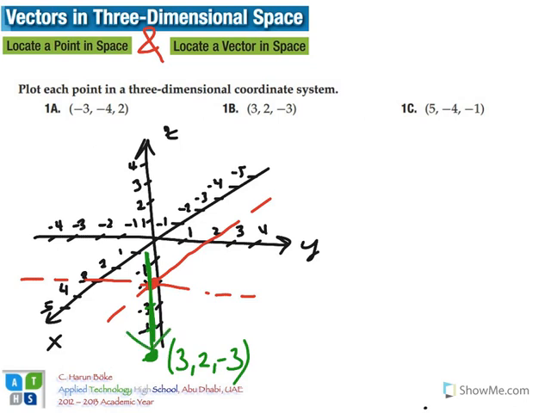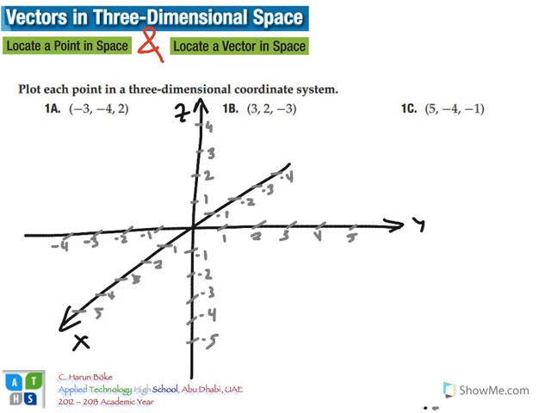I'll go down. And the third one, for the x value it is 5. For the y value it is minus 4. So it will be here. And for the z value it is minus 1. So I have to go 1 unit down. So my point will be something like that in here. It will be 5, minus 4, minus 1.